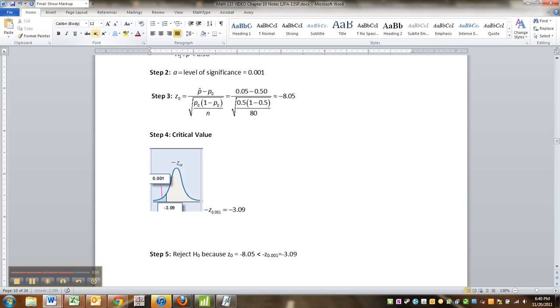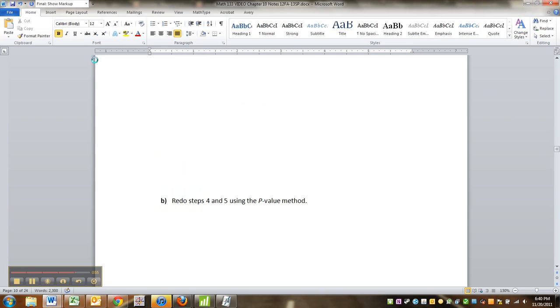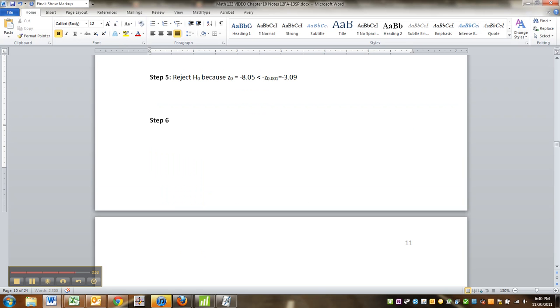All right, that leads us to step 6, which is we have to write out what we're going to say in conclusion. We say, since we rejected H0, we say it down here. There is enough evidence to support the claim that the jury was rigged.